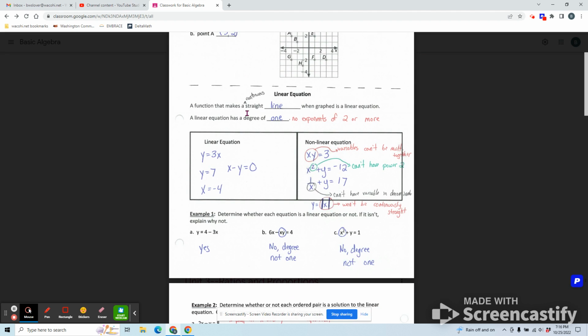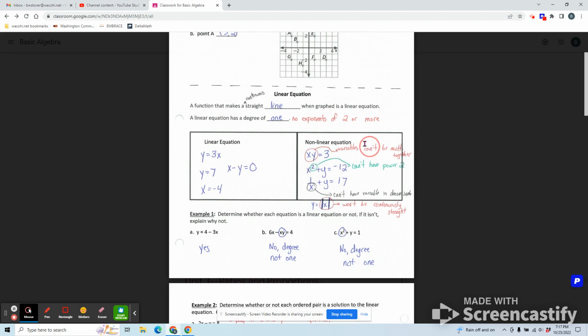But today our focus is on linear equations. So a function that makes a continuous straight line when graphed is a linear equation. And a linear equation has a degree of 1, which means we don't have any exponents that are 2 or more. So these are examples of linear functions that you could see. It's just 4 examples. There is an infinite amount of possible answers out there. So y equals 3x, y equals 7, x equals -4, x minus y equals 0. Those are all functions. So if I were to graph them, it would be a continuous straight line.